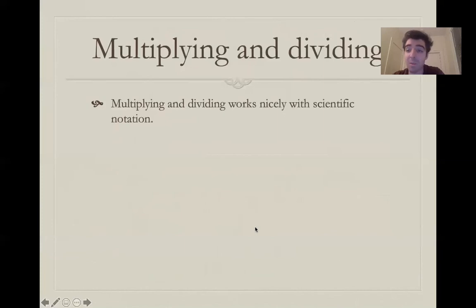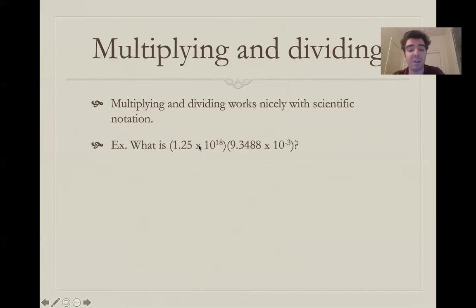Okay, now let's talk about multiplying and dividing. This is actually easier than adding and subtracting. So let's go through an example: 1.25 times 10 to the 18th times 9.3488 times 10 to the negative 3rd.